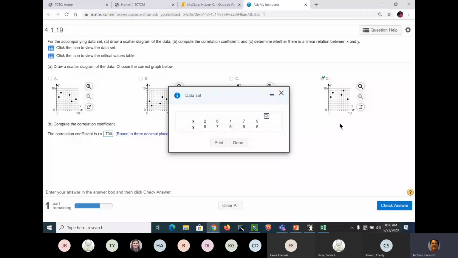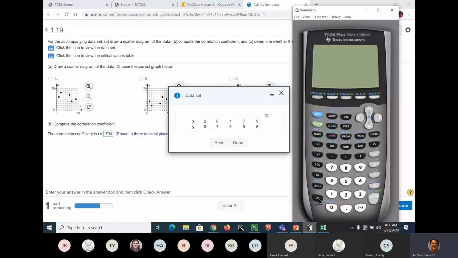Okay, that's close enough. I'm going to do this on the calculator because y'all probably have calculators and I'm going to use it. Okay, so stat, edit, 26179, 26179, 87695, 87695, 8675309. All right.